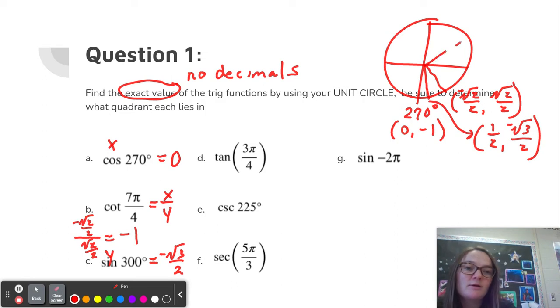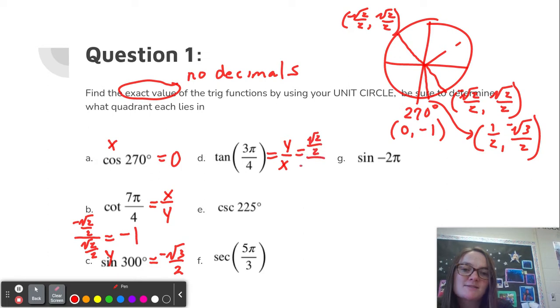For letter D, 3 pi over 4. 3 pi over 4 is going to be located right here at 135 degrees. Its ordered pair is negative radical 2 over 2, comma, radical 2 over 2. To find the tangent, we need to remember that tangent is y over x, and so I'm just going to divide y by x. In this case, y is radical 2 over 2. X is negative radical 2 over 2. And this is just the same as part B here, so that's actually going to end up equaling -1.